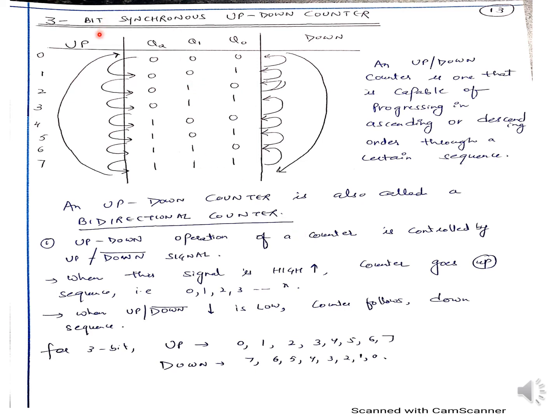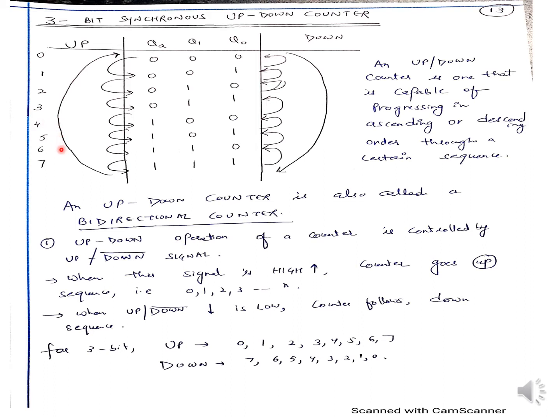Okay students, in the last lecture, lecture number 10, we discussed the synchronous 3-bit counter. Today, we will discuss the synchronous up-down counter. As its name indicates, up-down means it will count up from 0 to 7 and then it will count down from 7 to 0.